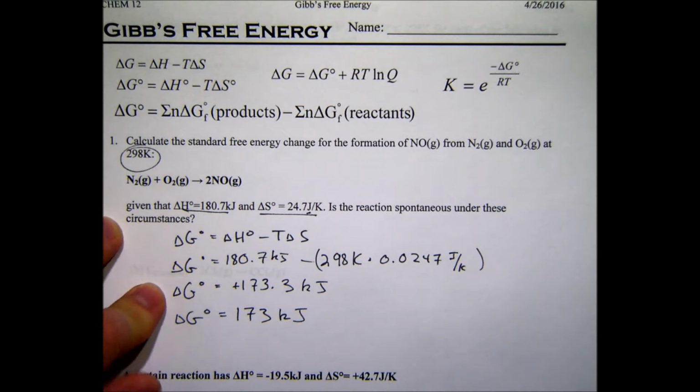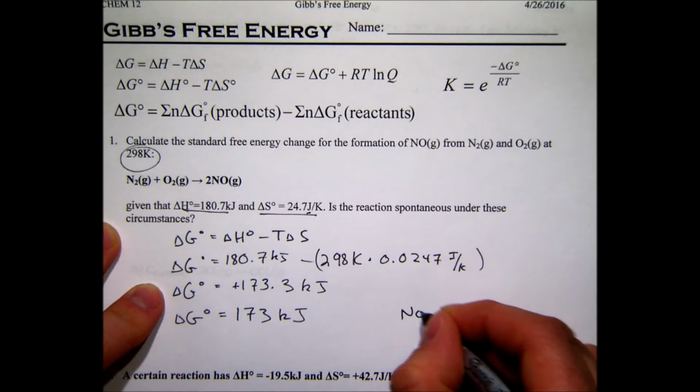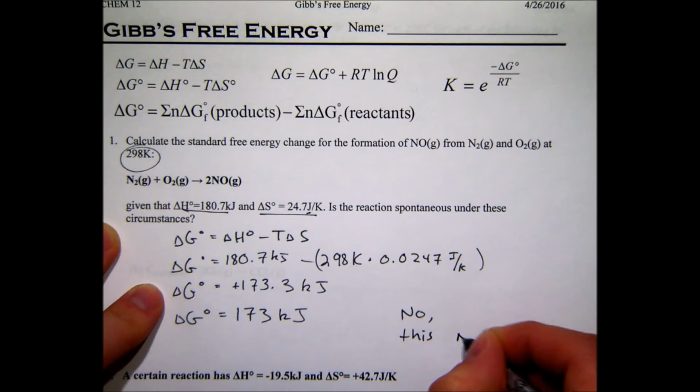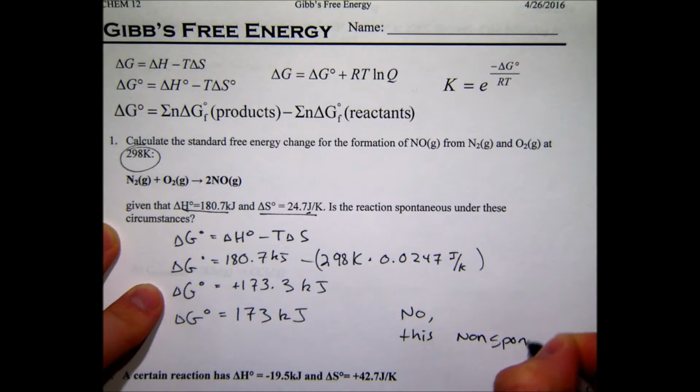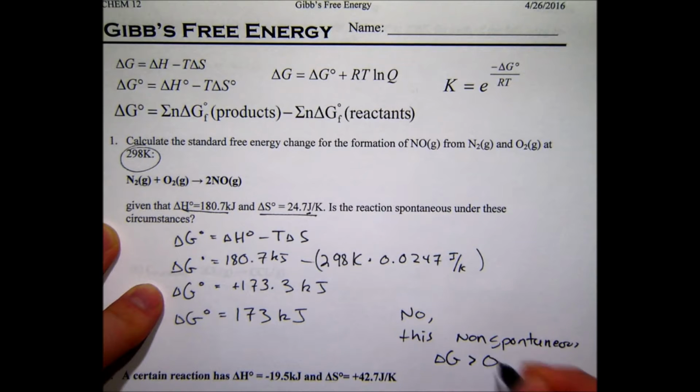The question asks, is this reaction spontaneous or thermodynamically favored? And the answer is no. This is non-spontaneous because delta G is greater than 0.